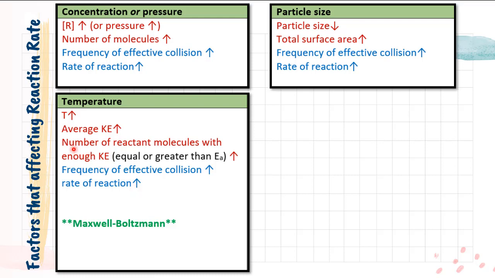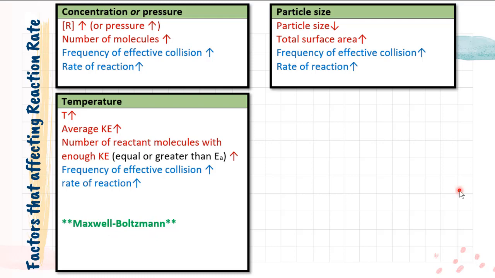Bear in mind that for the number of reactant molecules with enough kinetic energy, you need to have a minimum energy to at least overcome this activation energy. For the effect of temperature, there is a diagram that you need to be familiar with, which is called the Maxwell-Boltzmann distribution curve. Take note of the spelling, Maxwell-Boltzmann. It will be discussed in detail in the next slide.